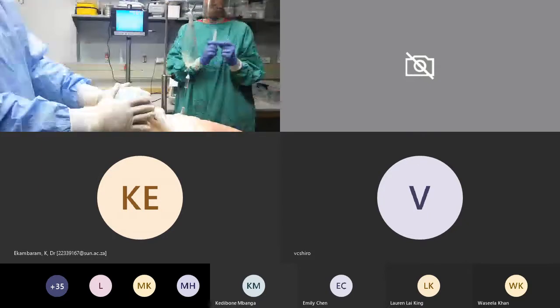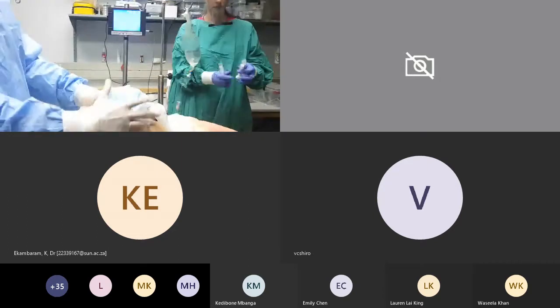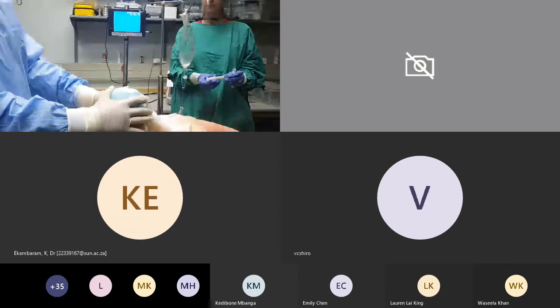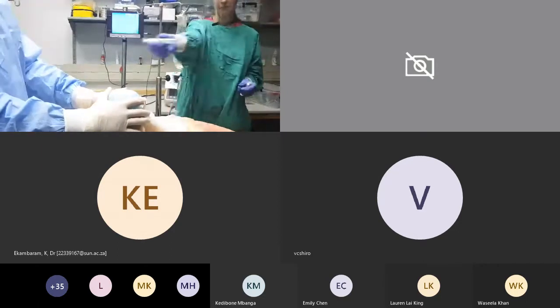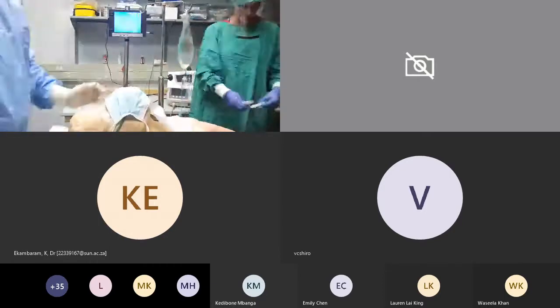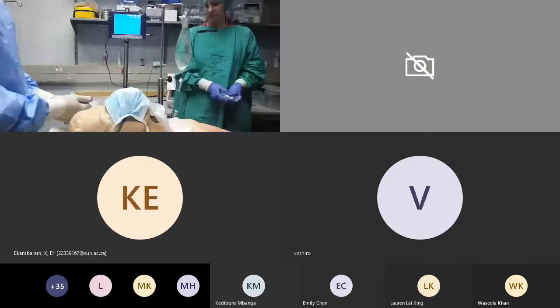I want ketamine 1 milligram per kilogram, so that's going to be 70 milligrams. Thank you. And I want rocuronium 1.5 milligrams per kilogram, so that is going to be 2 ampules. Thank you very much. Okay, the drugs are drawn up, ketamine and rocuronium. Let's check our video laryngoscope.